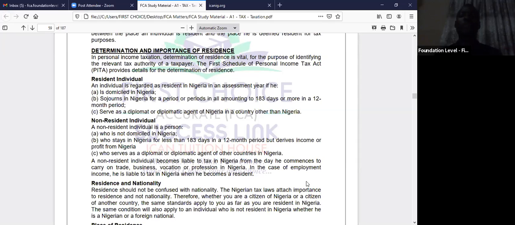Let's say, for example, someone who is an expatriate in Nigeria, let's say from China, he stays in Nigeria for maybe 170 days. That is the whole period he stays in Nigeria in one year, he will not be charged to tax in Nigeria. Okay, let's give another example.